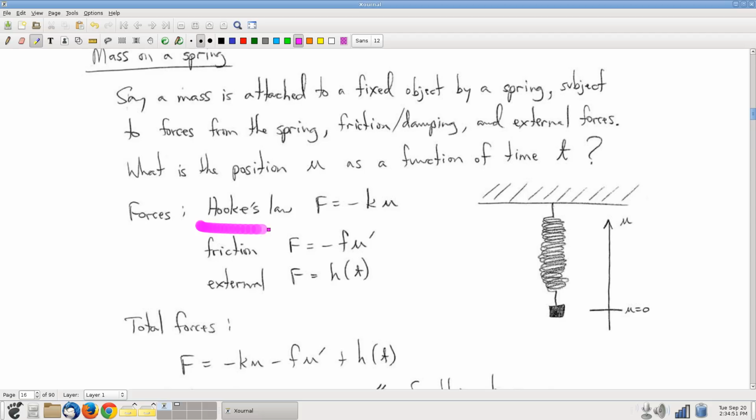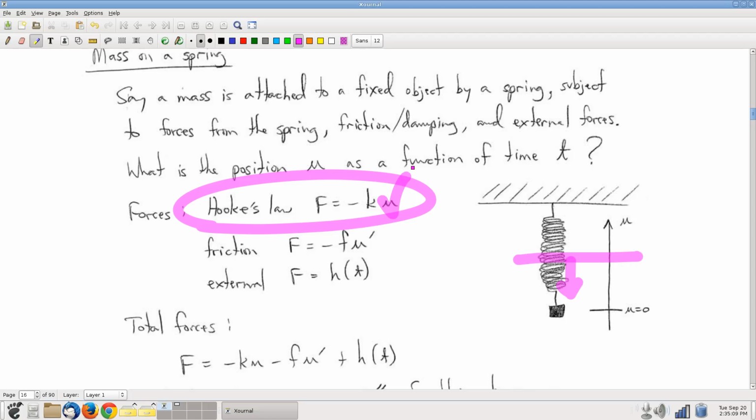For one thing, there is the spring force. This is a standard thing from physics. Students might remember this from high school. Depending on how far the spring has been moved from its natural position, there is a force that the spring exerts. It's proportional to how far the spring has been moved from its natural position. And notice that the minus sign indicates that this is an opposing force. So if the mass has been moved in that direction, the force, because of the minus sign, is in the other direction. And of course, that's how springs work.